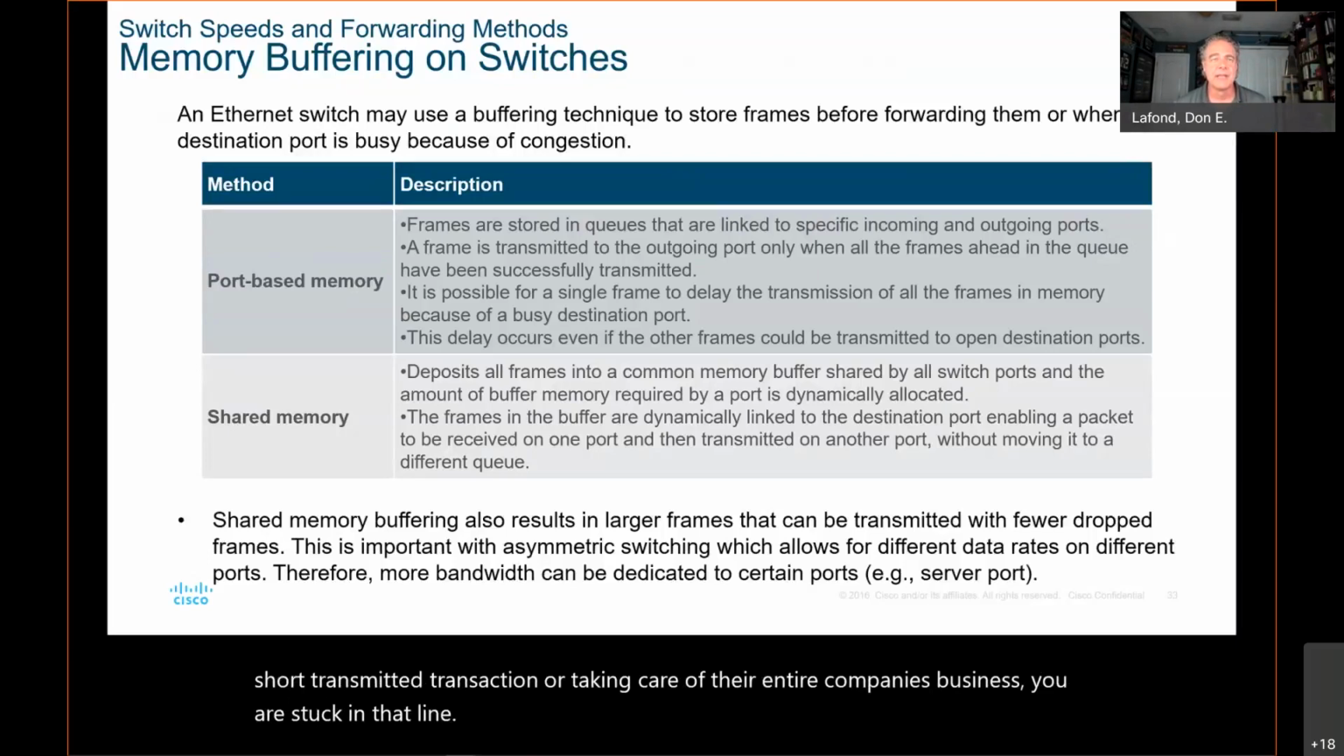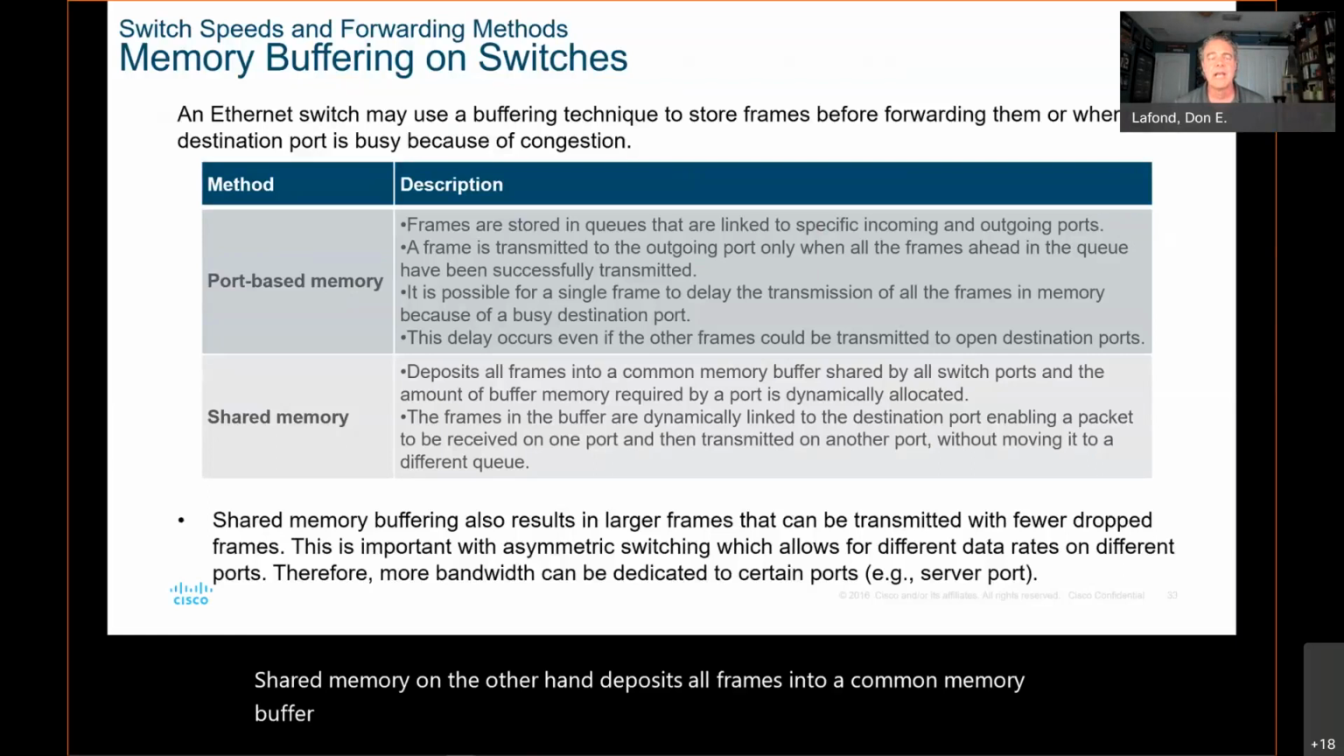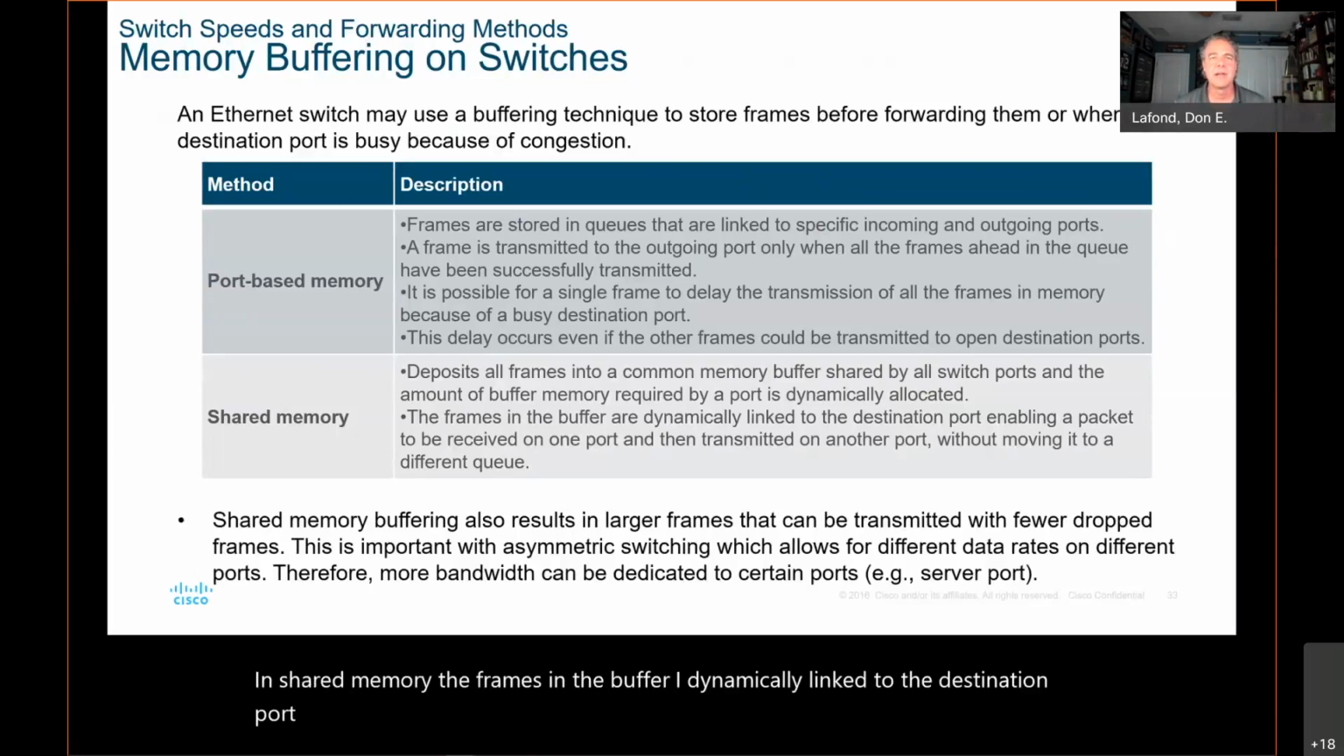Shared memory, on the other hand, deposits all frames into a common memory buffer shared by all switch ports, and the amount of buffering memory required by a port is dynamically allocated. In shared memory, the frames in the buffer are dynamically linked to the destination port, enabling a packet to be received on one port and then transmitted on another port without moving it to a different queue.